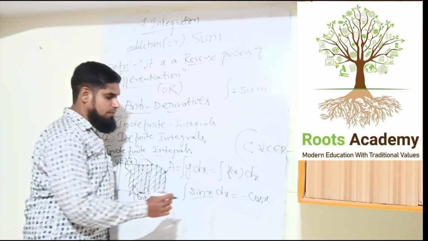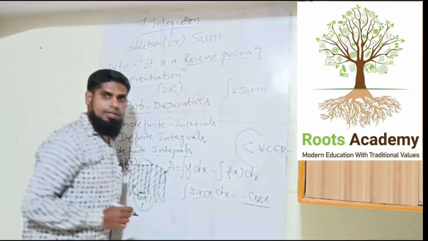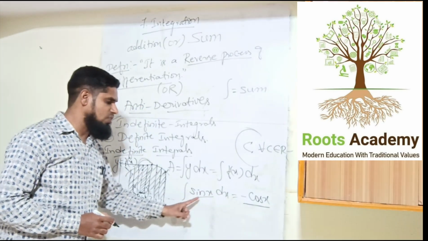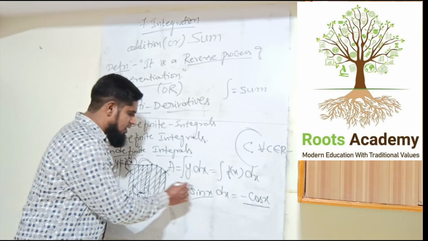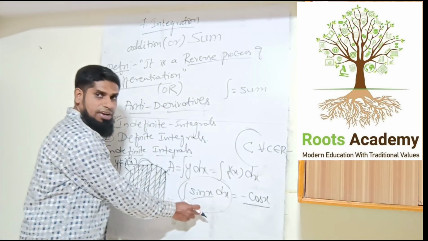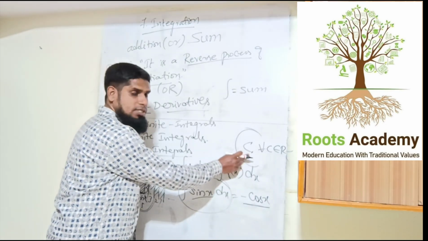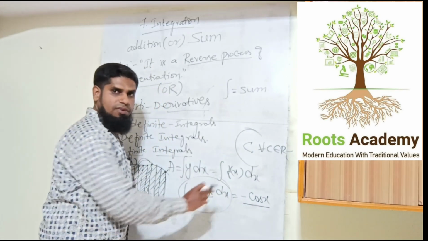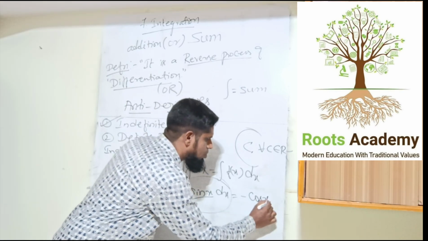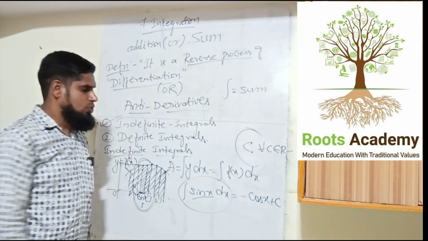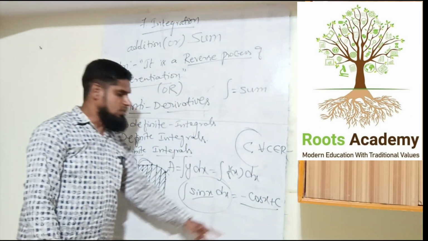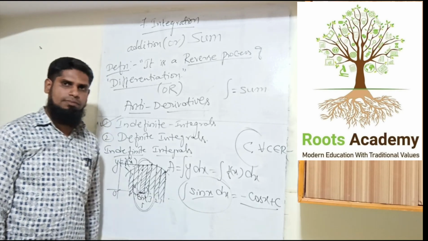But here there is a problem. This is not the final answer. This minus cos x is not the final answer for integration of sin x dx. The reason is that this is an indefinite integral, and in an indefinite integral we should add c to the answer. Then we will get the final answer. So this minus cos x should be added to the integral constant c. Now this complete expression gives the answer of integration of sin x.